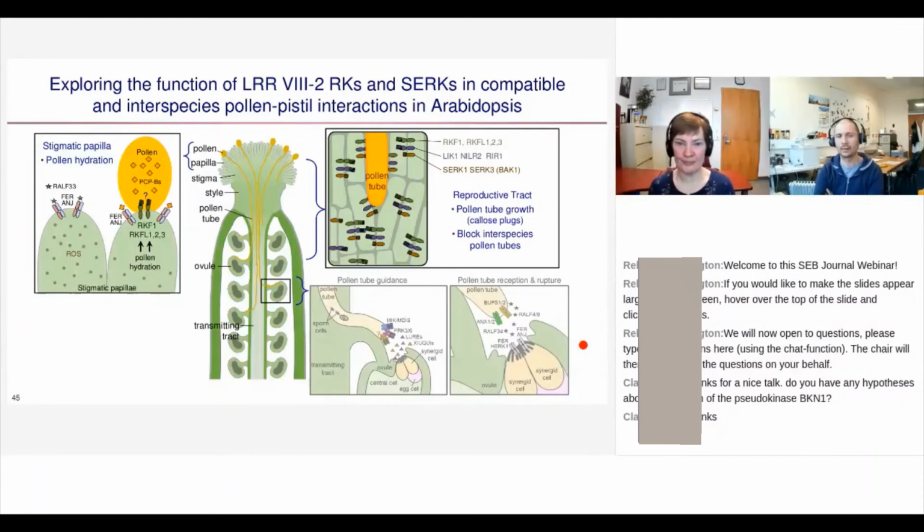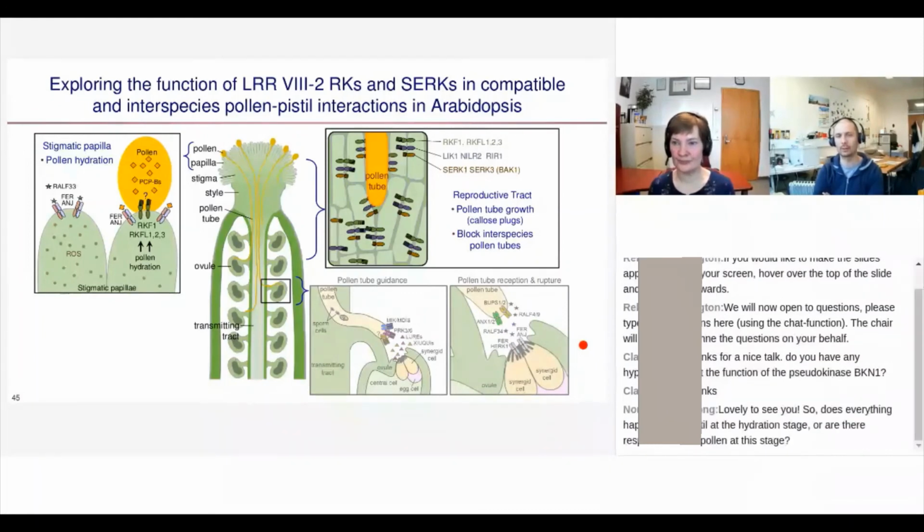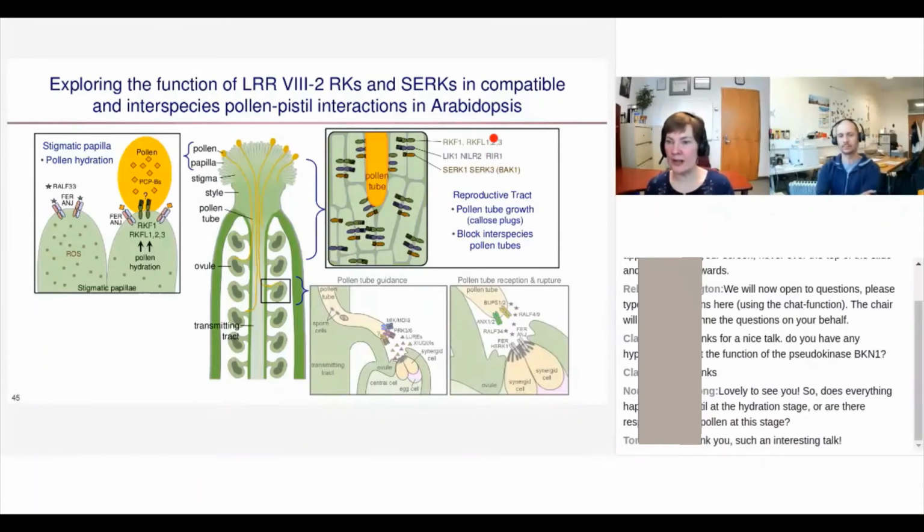And this cluster you mutated using CRISPR, did this originate by gene duplication? It looks like it, because they're definitely the most closely related. If you look at the phylogeny, RKF1 and RKFL1, 2, and 3 are in a tandem array, and they're also most closely related in the phylogeny. So it would make sense that it occurred through tandem duplication.